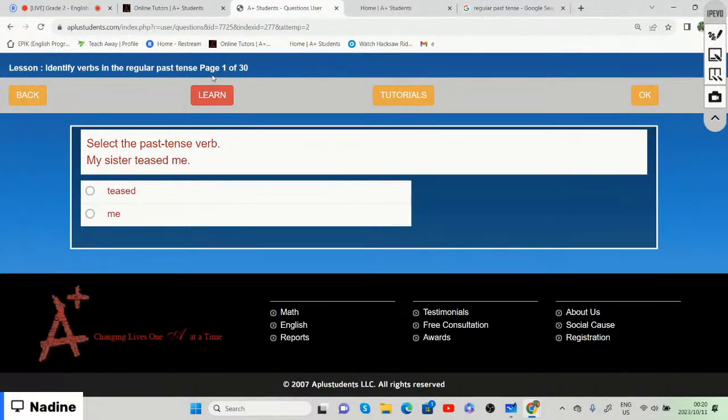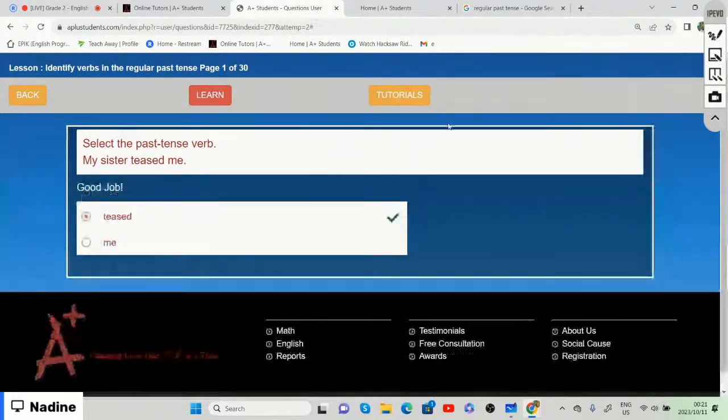All right, so if we select the regular past tense verb within that sentence, we can say my sister teased me, right? So teased, it is the regular past tense. So we're going to choose teased. All right. So if you have teased, then well done.